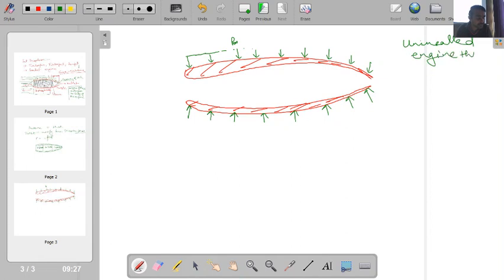Is this one clear? Whatever I mentioned, is it clear? So we will be calling this thrust force nothing but the uninstalled engine thrust. The reason is because we are considering everywhere the uniform pressure distribution.